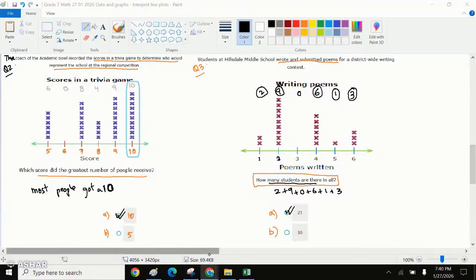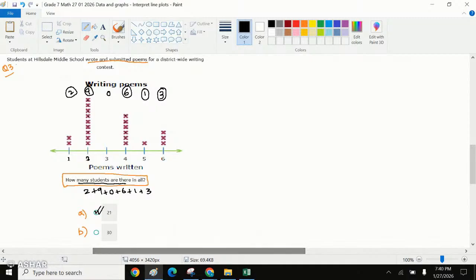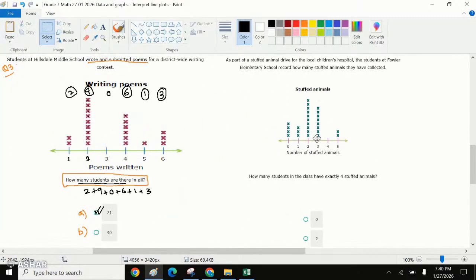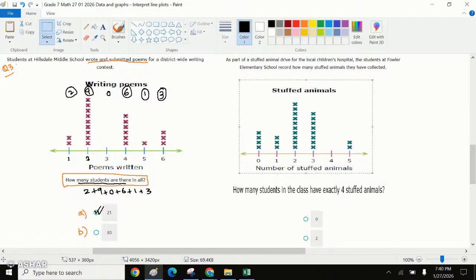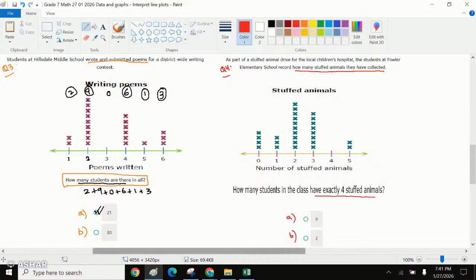The next question states that question number 4 gives this information, and they are asking us this. It's about the students owning stuffed animals. As part of a stuffed animal drive for the local children's hospital, the students at Fowler Elementary recorded how many stuffed animals they have collected. So how many students in the class have exactly 4 stuffed animals? Exactly 4.